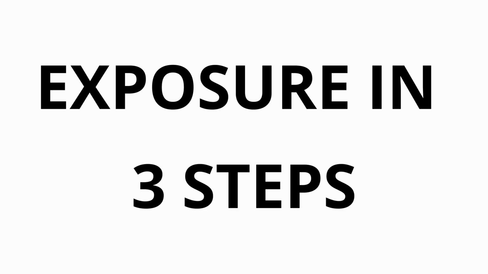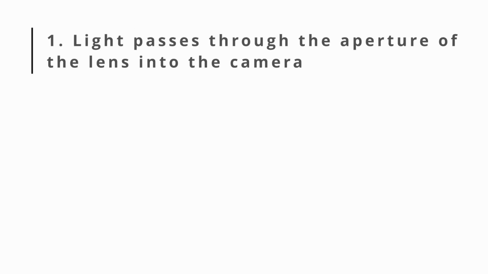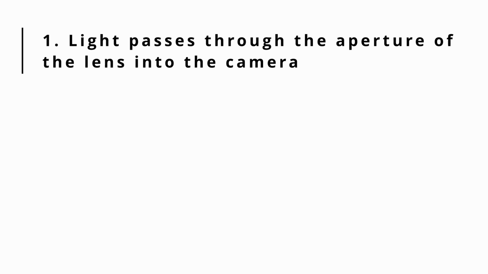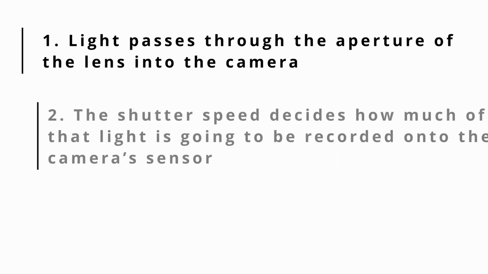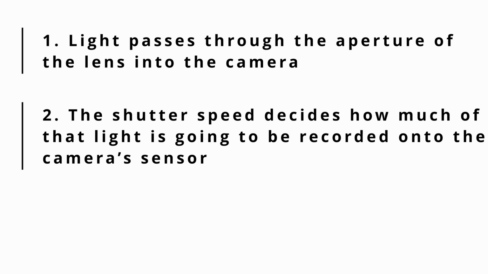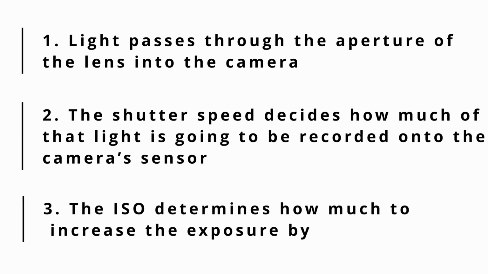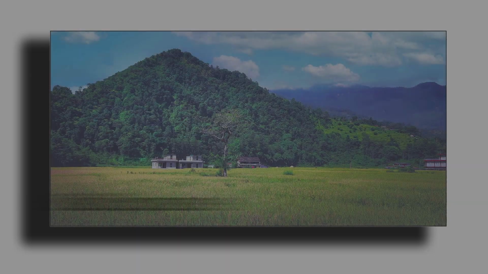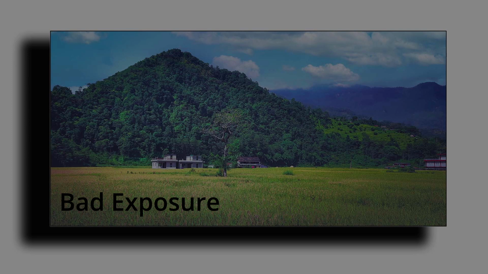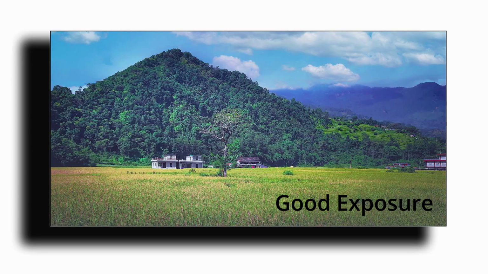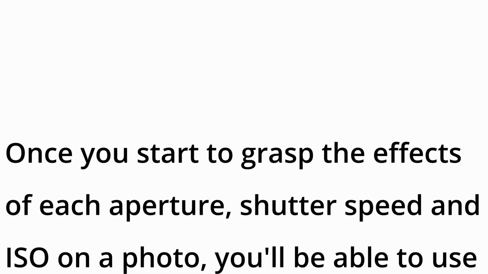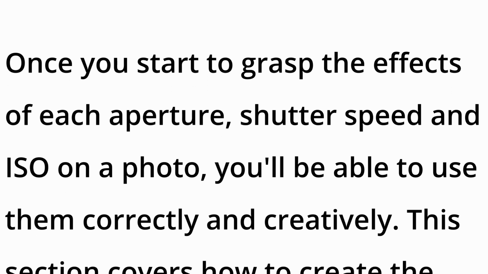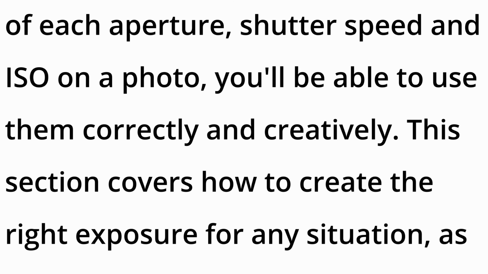Exposure in 3 steps. 1. Light passes through the aperture of the lens into the camera. 2. The shutter speed decides how much of the light is going to be recorded onto the camera sensor. 3. The ISO determines how much to increase the exposure by. Every photo has an exposure, and the more you understand about exposure, the better your photos will be. Once you start to grasp the effect of each of aperture, shutter speed, and ISO on a photo, you will be able to use them correctly and creatively.